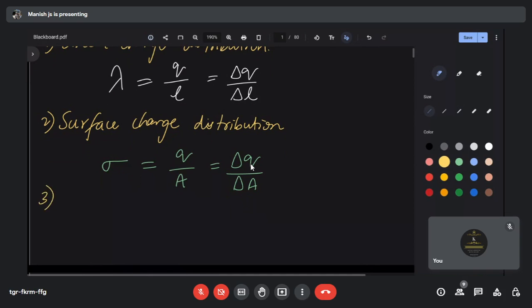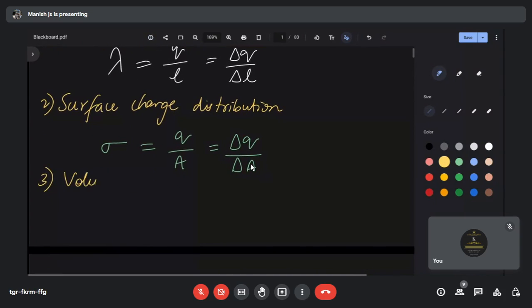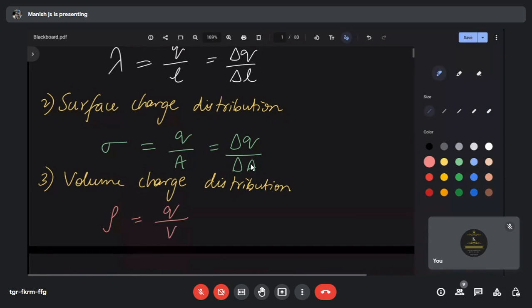And third, last but not the least, we have volume charge distribution. So how do we represent this quantity? Rho. Yeah, so we can represent using rho, where rho is the charge per unit volume. So it is again delta Q upon delta V.